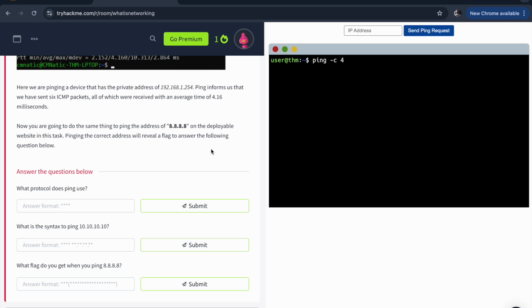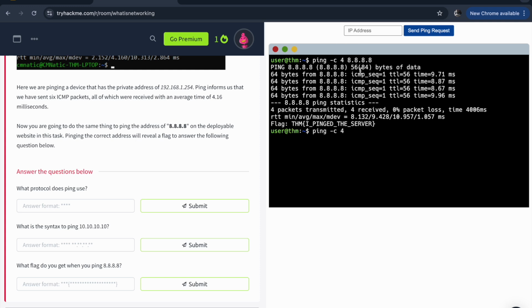So the IP address, you can put it up here. I can't type it. No, I can't. Okay, 8.8.8.8. And this seems to be a Linux terminal, if you're used to that. And you can see here the time response back. What protocol does ping use? That should be ICMP.